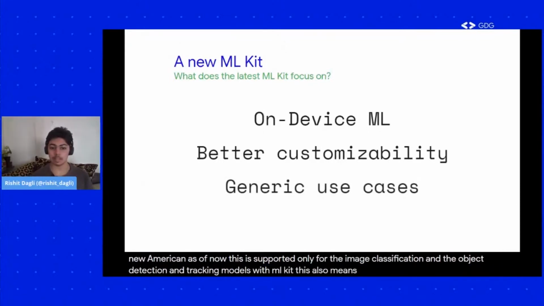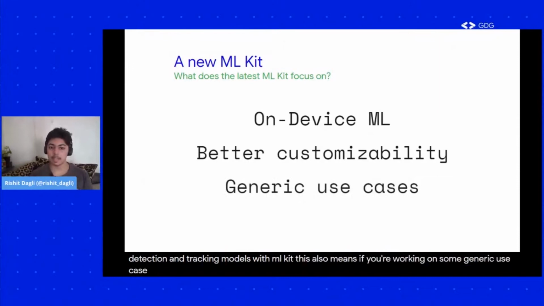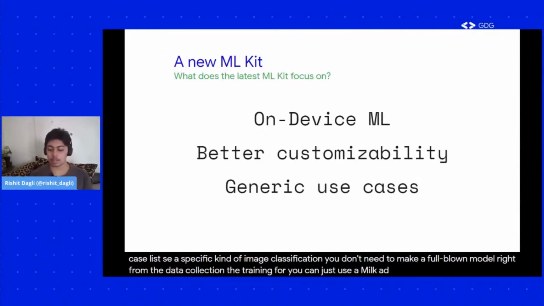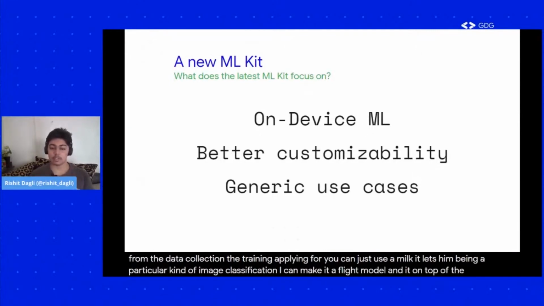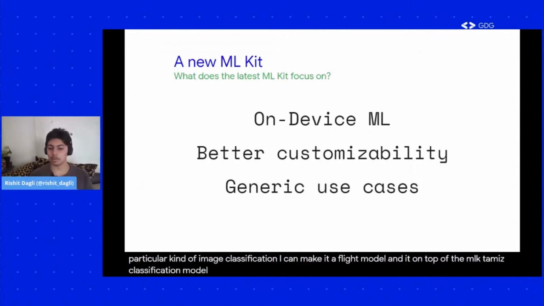What this also means is if you're working on some generic use case, let's say a specific kind of image classification, you don't need to make a fully blown model right from the data collection to the training to the deploying part. You can just use ML Kit. So let's say I'm doing a particular kind of image classification. I can make a TF Lite model and run it on top of the ML Kit image classification model. Which makes ML Kit the best thing to use if you're working on some generic kind of use case, as I mentioned in the example just now.